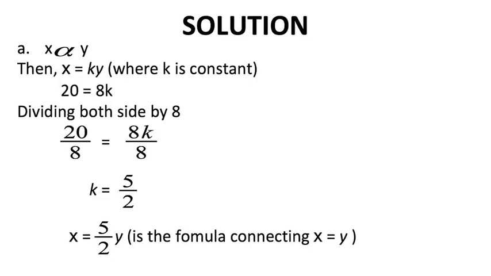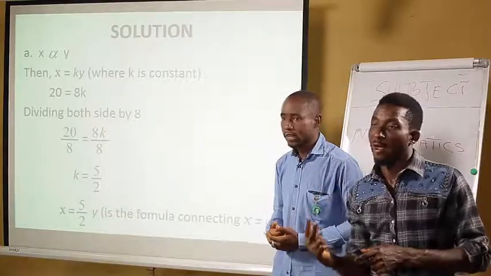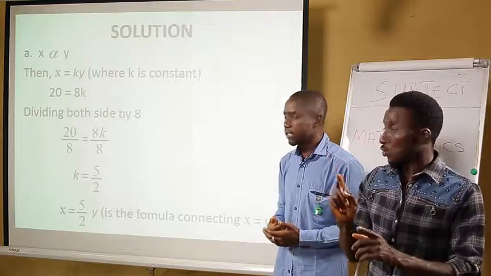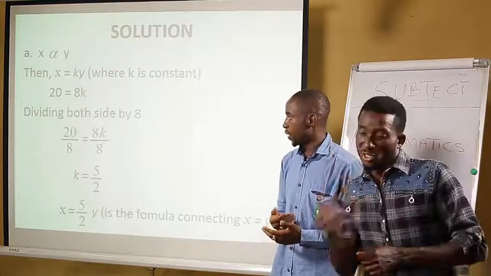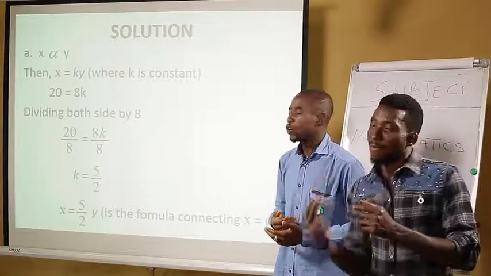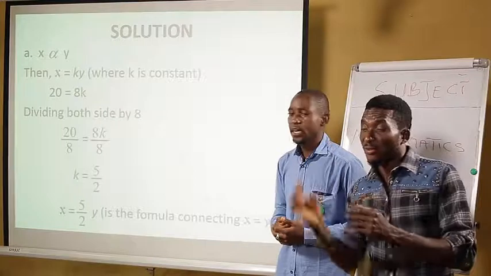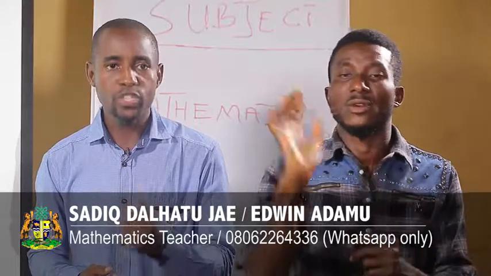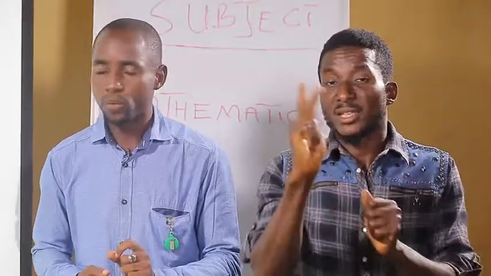Dividing both sides by the coefficient of k, which is 8, then we have 20 over 8 equals 8k over 8. From the right-hand side of this equation, 8 will cancel 8, and you will be left with k equals 5 over 2, because 20 divided by 8 is 5 over 2. Therefore, the value of our constant, which is k, is 5 over 2.